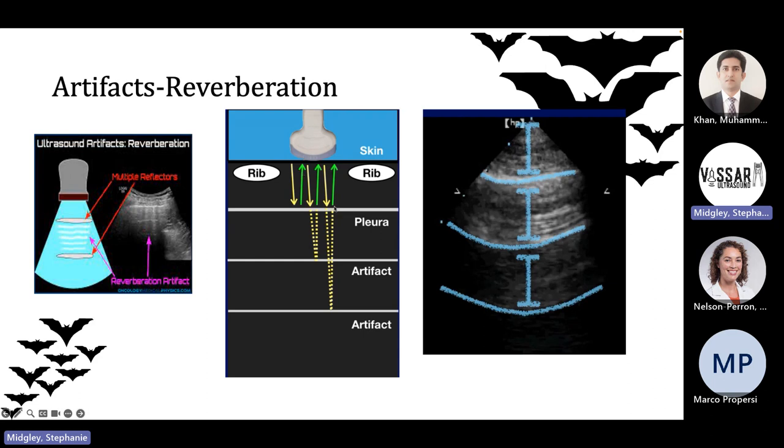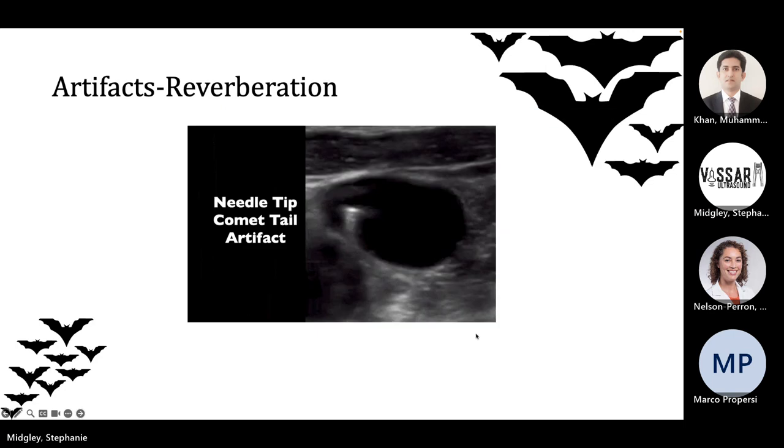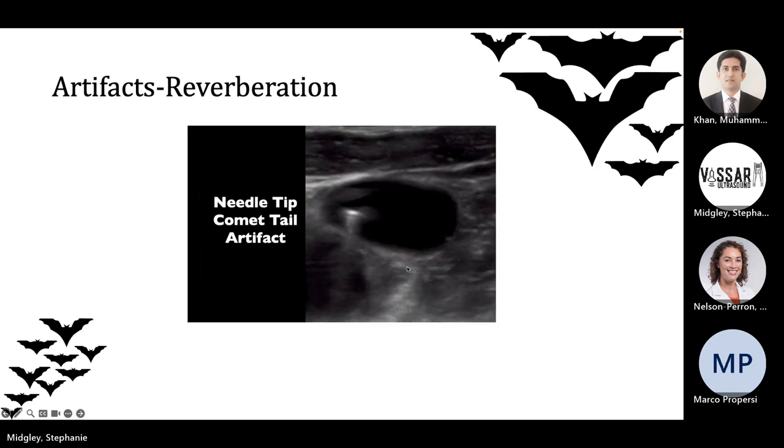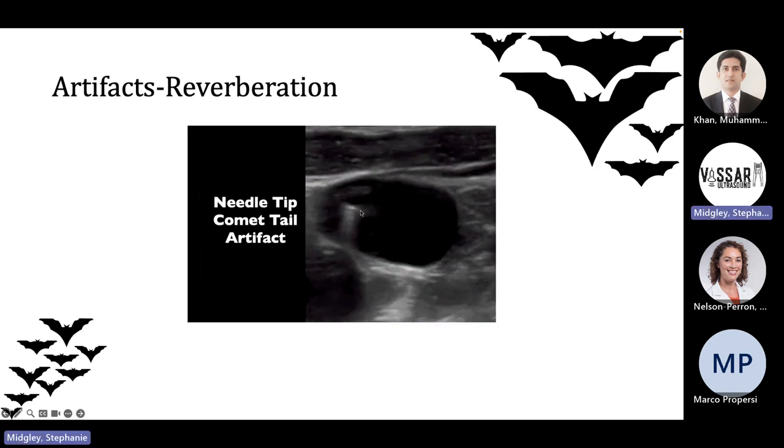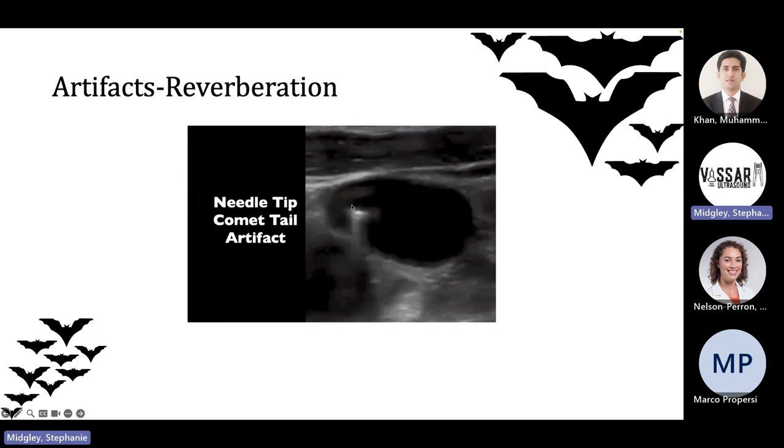So even though it's just seeing this reflection right here, because some of these sound waves are taking 5 seconds, some are taking 10, some are taking 15, the machine thinks that there's a line 5 seconds down, 10 seconds down, 15 seconds down. So it's causing this reverberation. It's the same thing you see over and over again in parallel lines. This is normal for lung. We call these A lines. You can also see reverberation with needle tip artifacts. So it's a nice way to know where your needle tip is by looking for that artifact.